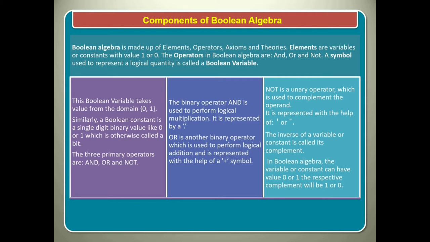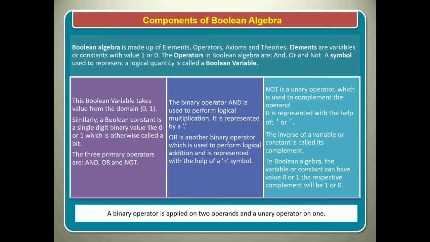The inverse of a variable or constant is called its complement. Since in Boolean algebra, a variable or a constant can have the value 0 or 1, the respective complement will be 1 or 0. You need to note that a binary operator is applied on two operands and a unary operator on one.